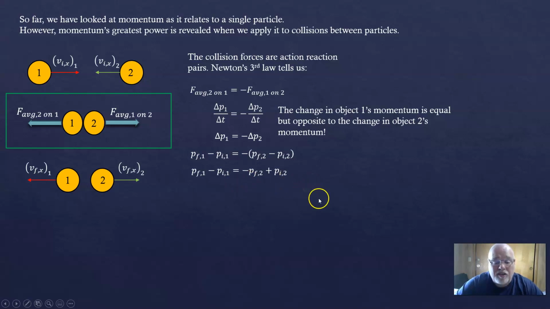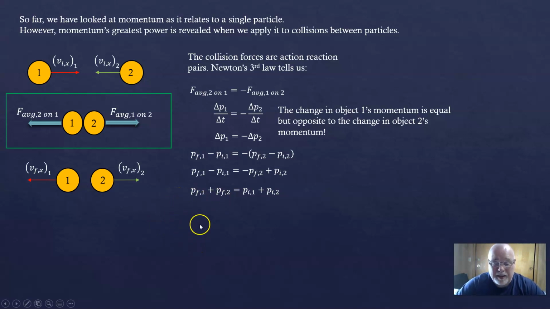And when I rearrange those, hopefully you can see that if I add the final momentum of object 1 with the final momentum of object 2, then that's got to be equal to the initial momentum of object 1 plus the initial momentum of object 2. Okay? So again, that looks a lot like those energy things we did before with potential and kinetic energy.